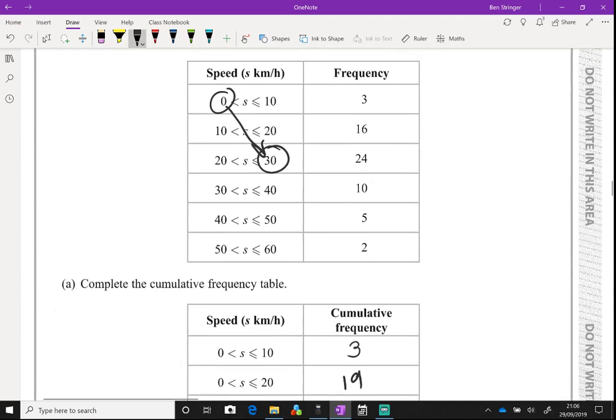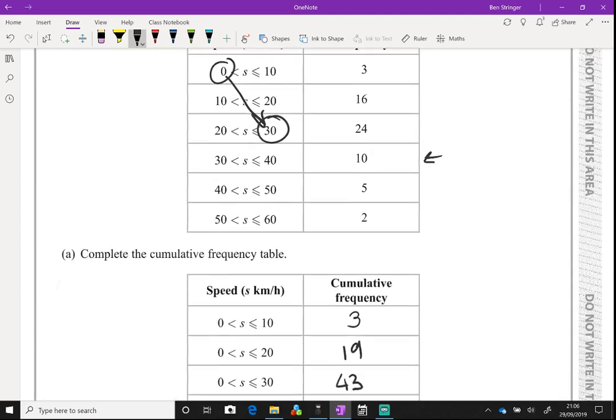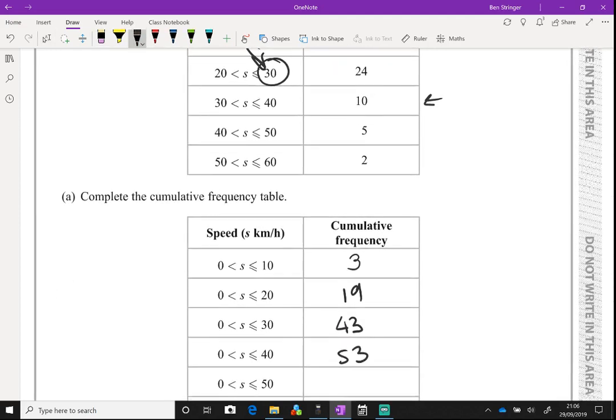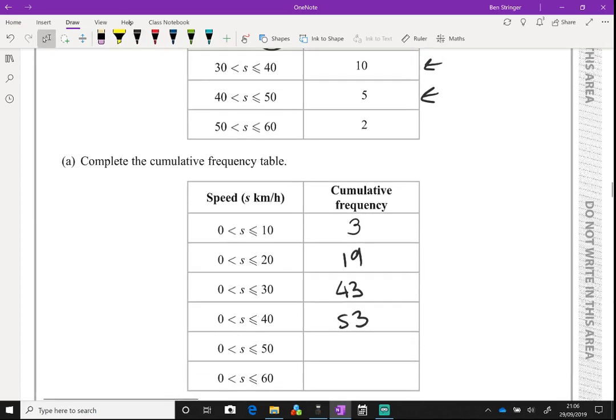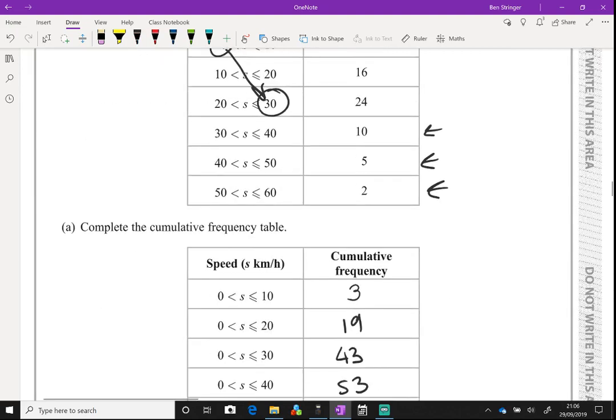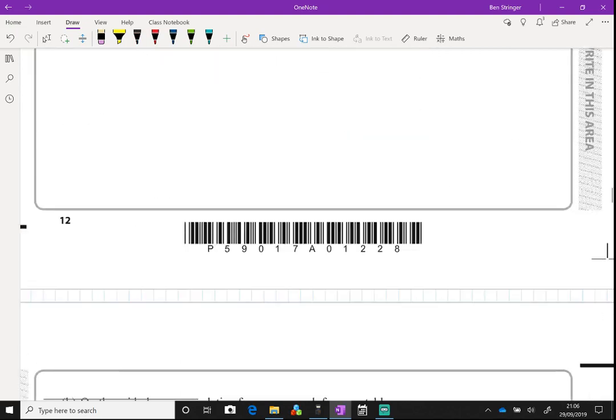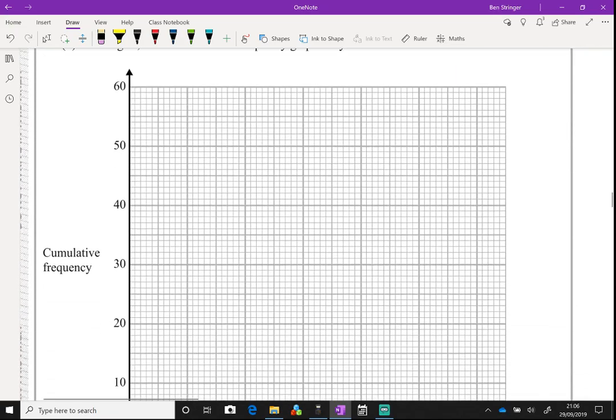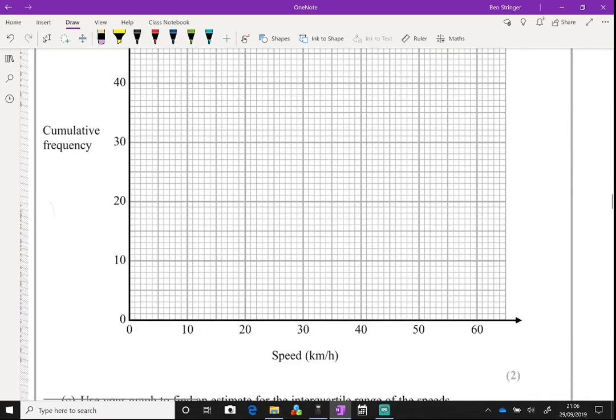And then the next box we need to go to is here. Add 10 is 53. Next box, add 5 is 58. And last box, add 2 is 60. So from 0 to 60, we've got in total 60 cycles. Let's just make sure. I think I did read that. Yeah, it's 60. Just know we've added things up correctly. Now what do we do? On the grid, draw a cumulative frequency graph. So we've got cumulative frequency there, speed there.